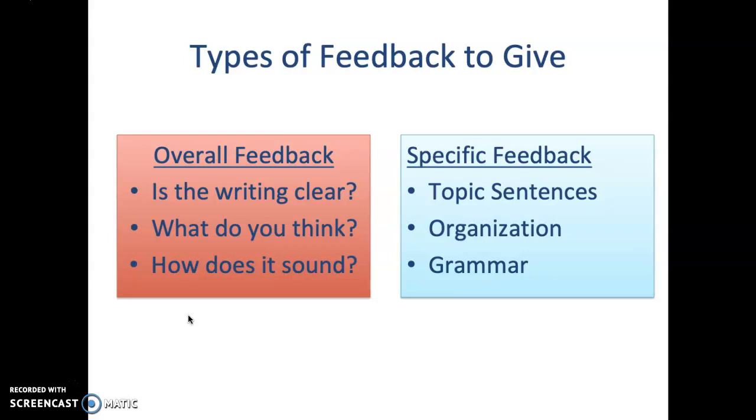And then specific feedback. This is more of a closer look at their writing. So the peer reviewer would be examining topic sentences to make sure they correlate with their main idea, organization, and grammar. So these are kind of just maybe a second revision, or if it's just an in-class writing assignment they're doing, and they're looking at grammar or things of that nature, then this would just be taking a closer look.